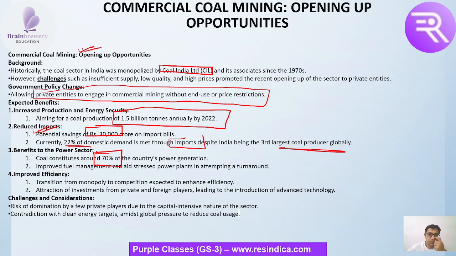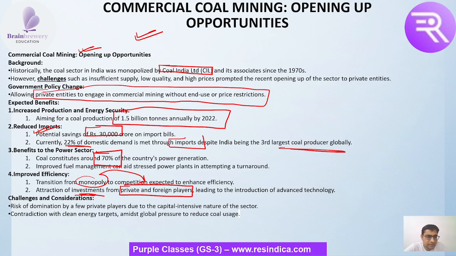Okay, so since we will be opening up the coal mining area, it will be a transition from monopoly to competition. Once the competition is there, proper price efficiency is achieved. So whatever the real prices are, you will be able to get them. It will even attract investments in this area. Private and foreign players will be coming, and they will be setting up their factories, and FDI will be allowed in that, so they will be coming with advanced technologies from outside, and this will overall revamp the coal sector of our country.